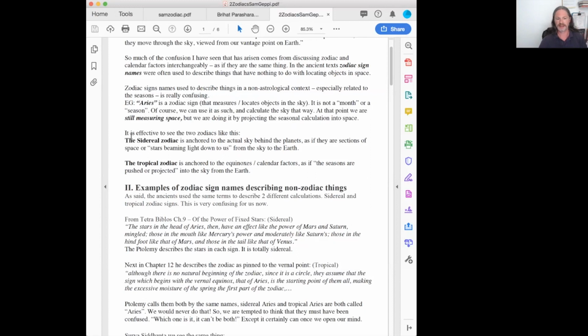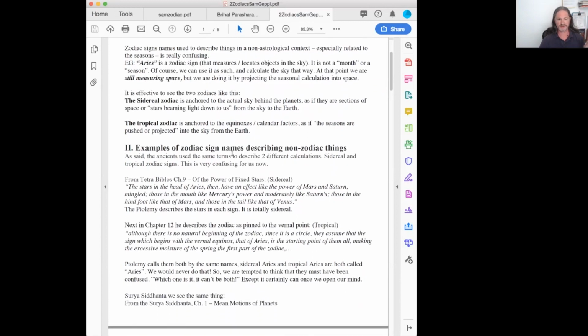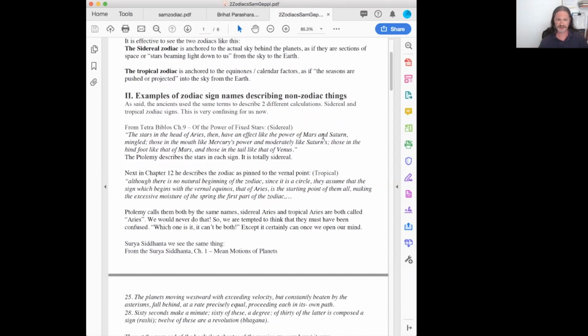So again, it's effective to see the two zodiacs like this. The sidereal zodiac is anchored to the actual sky behind the planets, as if they're sections of space or stars beaming light to us or something like that. The tropical zodiac is anchored to the calendar and equinoxes, as if the seasons are pushed up or projected into the sky. Does that make sense?